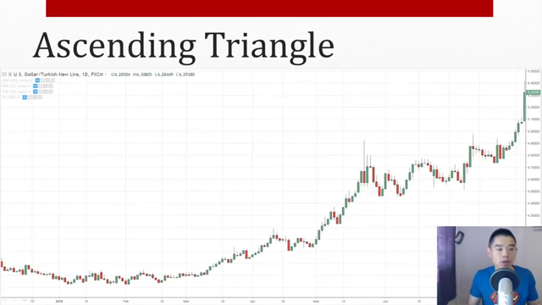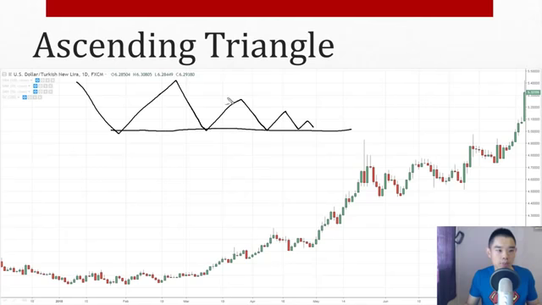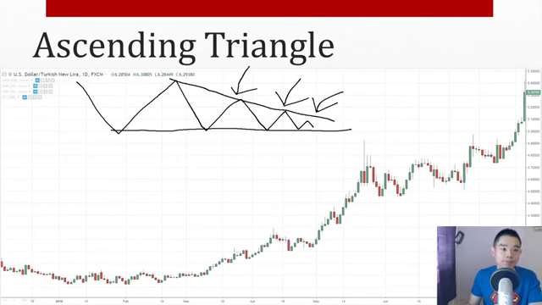The opposite is what we call a descending triangle. It looks something like this. A descending triangle. Then again, you connect the lows. You can possibly connect the highs as well. So this is what we call a descending triangle. This is a sign of weakness as it tells you the sellers are able to sell at lower and lower prices. That's why you have lower highs on your chart.